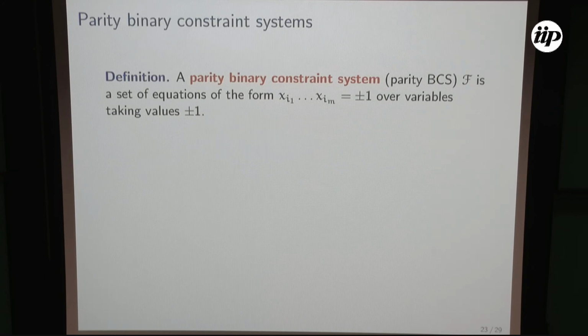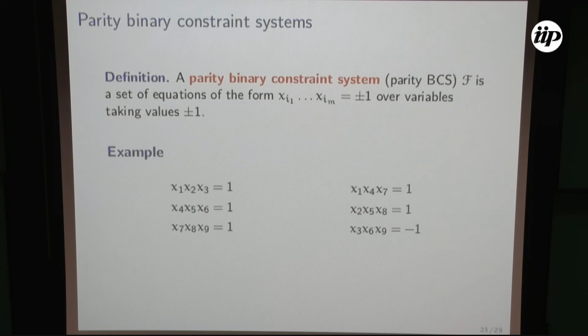Okay. So we look at these binary constraint systems. A binary constraint system is simply a collection of monomials. Let's look at an example. You have some variables. The variables take values plus or minus 1. You have some equations on these variables. And what you want to figure out is whether there is some assignment of values to variables such that all these equations are satisfied. Okay, so actually this system I've written down here, maybe somebody already sees, it is not satisfiable.